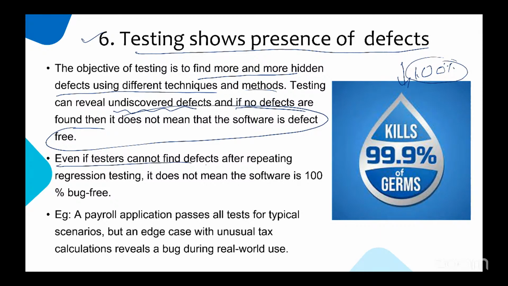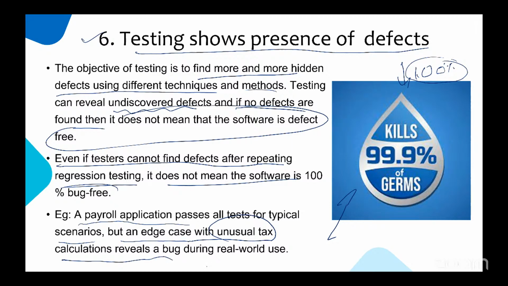So even if testers cannot find a defect after repeating regression testing, it doesn't mean 100 percent bug free. Remember, don't take it for granted. So for us, I have created the test cases and test scenarios, tested, no defect found. With that, never say 100 percent to anyone. And one of the biggest examples is a payroll application. All the tests pass for typical scenarios. An edge case with an unusual tax calculation reveals a bug during real-world use. This is one of the things.